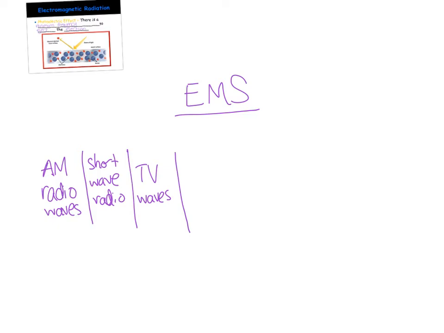AM radio waves are really, really long. If they're really long, that means they have really low energy. So it doesn't take much. Then you've got shortwave radio waves. Then it's TV waves. AM is the longest wave, lowest energy, like in the morning when I can't get out of bed. That would be your AM wave. Then you have FM radio waves.